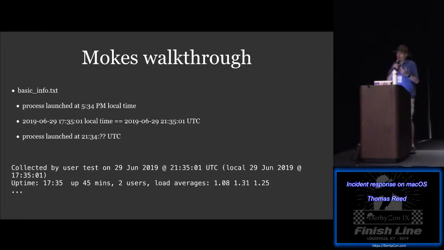Fortunately, that basic info file we mentioned earlier, the very first line in there tells you when the collection was done, and it gives a date and a time both in local time and in UTC. So that's your map. You can use that to map any of these local time values that you might get into UTC. So we can see that this actually happened at 7:34 p.m. UTC. So that will help us match up with the other UTC times we'll have.